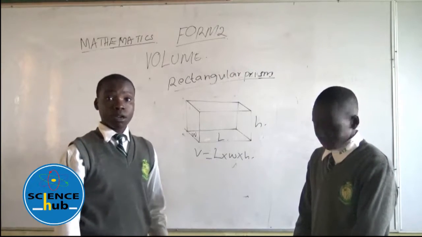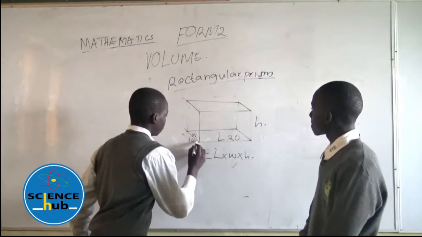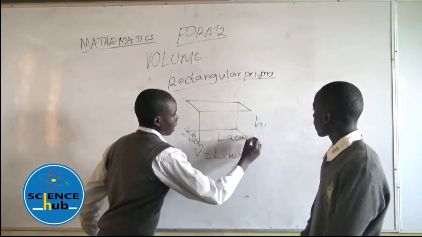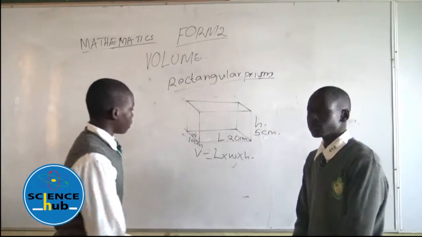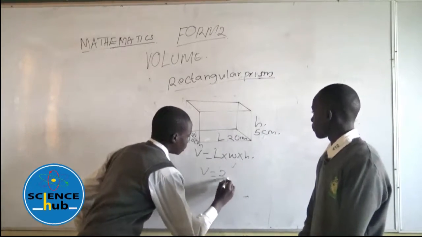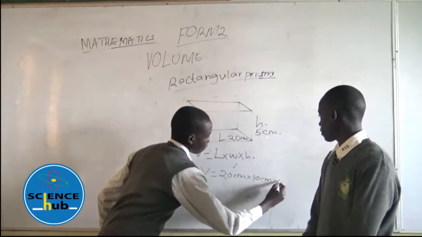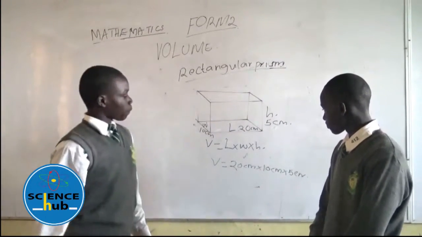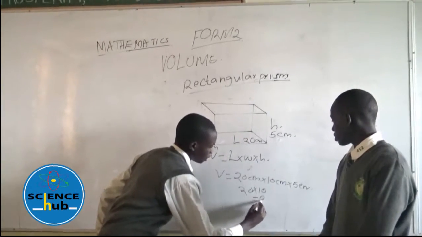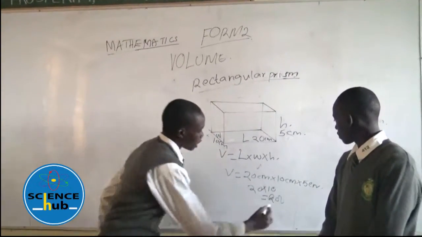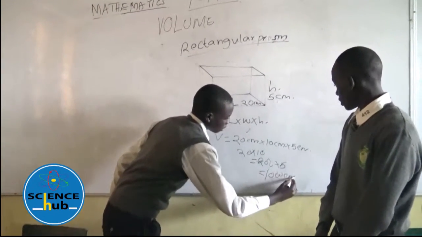Let's take for example, we have the length be 20, the width be 10 centimeters, and the height to be 5 centimeters. Now, the volume is going to be 20 centimeters multiplied by 10 centimeters multiplied by 5 centimeters. So it's going to be 20 multiplied by 10, you get 200. Then 200 multiplied by 5, you get 1000 cubic centimeters.